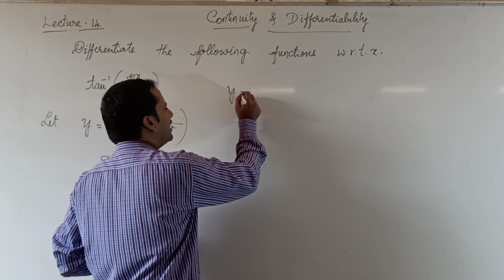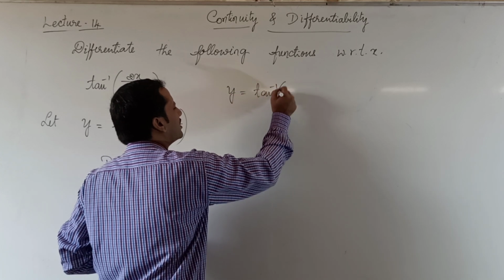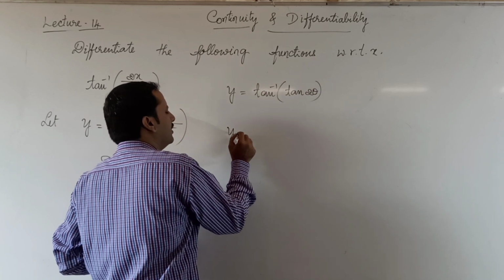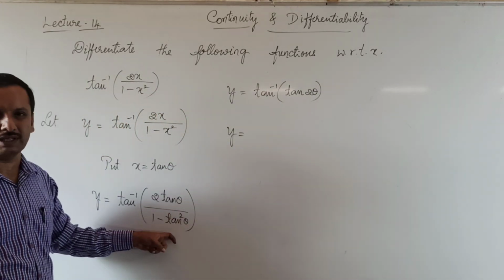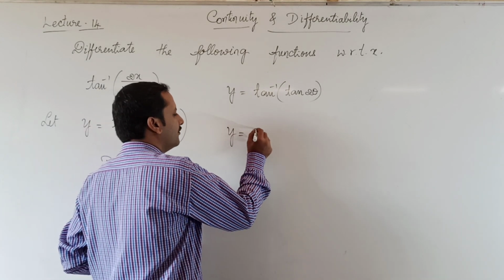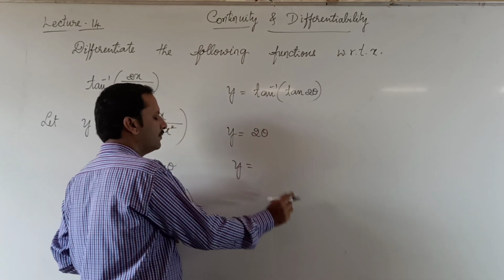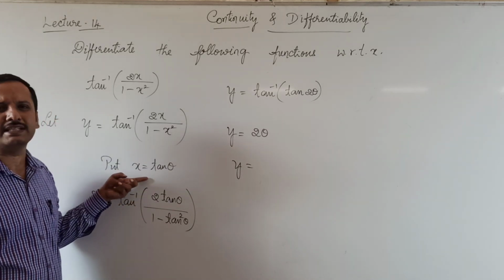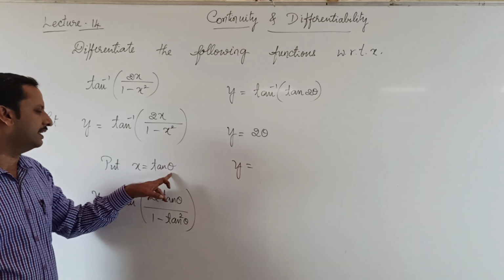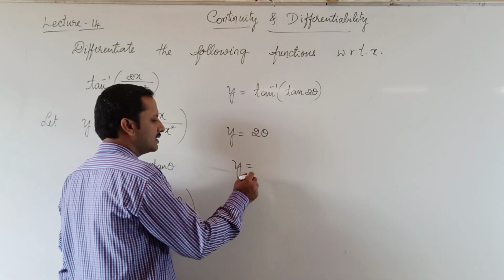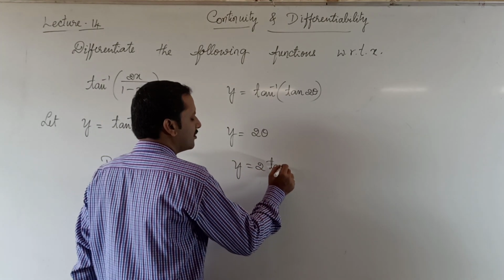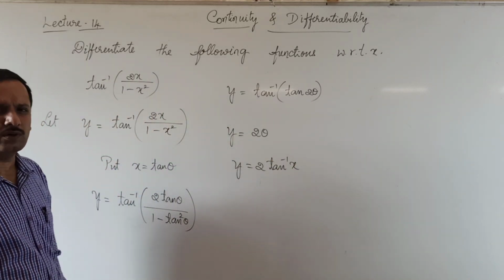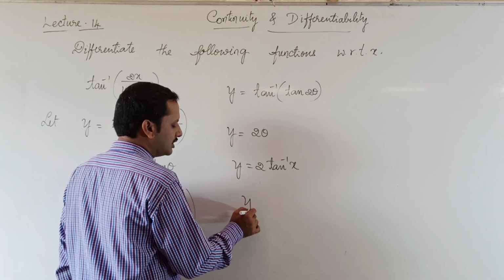So we have y is equal to tan inverse of tan 2 theta. Tan inverse of tan 2 theta will give you 2 theta. What is theta? We have taken x is equal to tan theta, therefore theta is equal to tan inverse x. That will give you y is equal to 2 tan inverse x. Now we differentiate this.